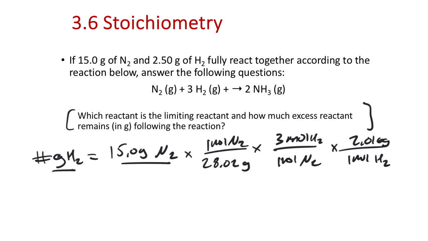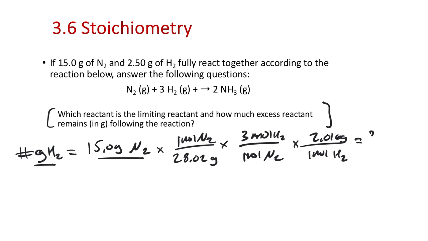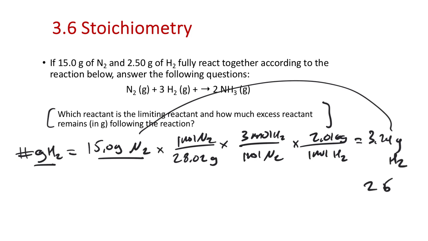I get 3.24 grams of H2 would be required to react with all of that N2. So what this dimensional analysis set of steps is trying to work out is how many grams of hydrogen do I need to be present to fully react with the present quantity of N2? It's more than the H2 we have available. So we only have 2.5 grams of H2. And so we can't get here.